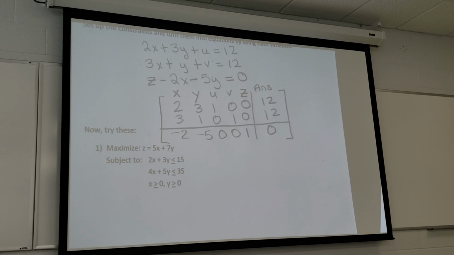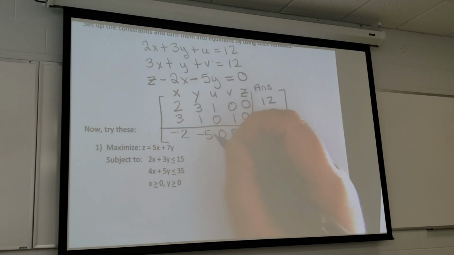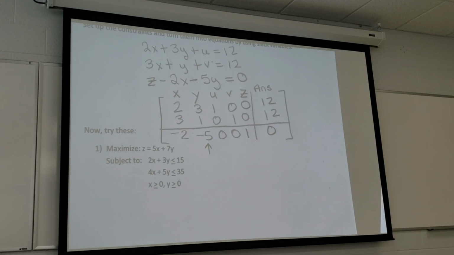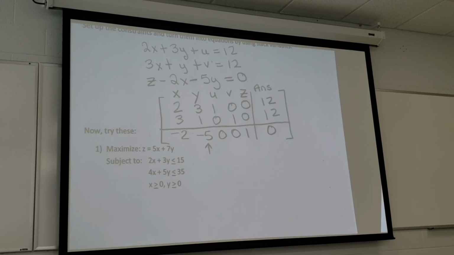Ready? So imagine that there were no negatives on the bottom row. What's the highest number? 5. So that is my most negative number. That tells me this is my pivot column. Somewhere in that column, I'm gonna make a 1 and everything else 0.